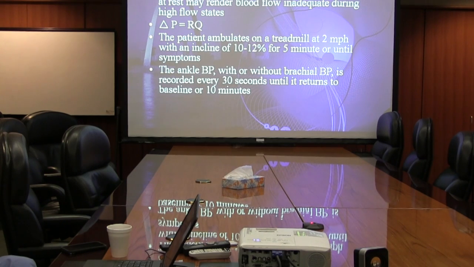The reason is now you've created a pressure gradient, okay? So delta P is that pressure gradient. The change in pressure equals flow times resistance, okay? The resistance doesn't change. The resistance is your lesion, but your flow does. So when you walk someone on the treadmill, your flow goes up 5 to 10-fold. Now that stenosis that didn't create a pressure gradient at rest is creating a pressure gradient, so the pressure drops when you check them. Does that make sense?